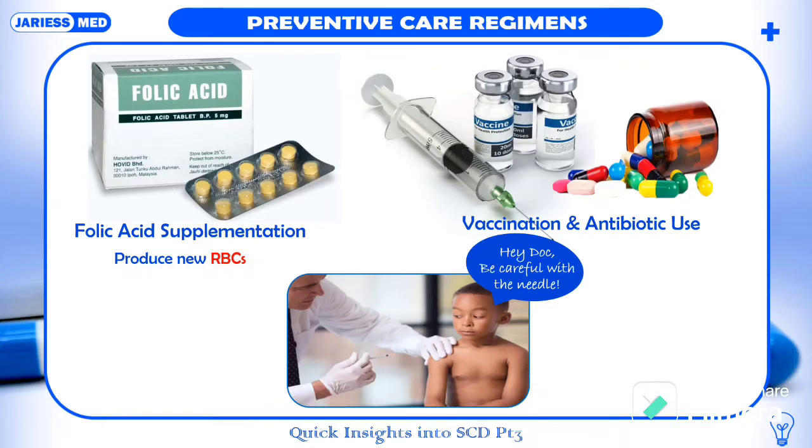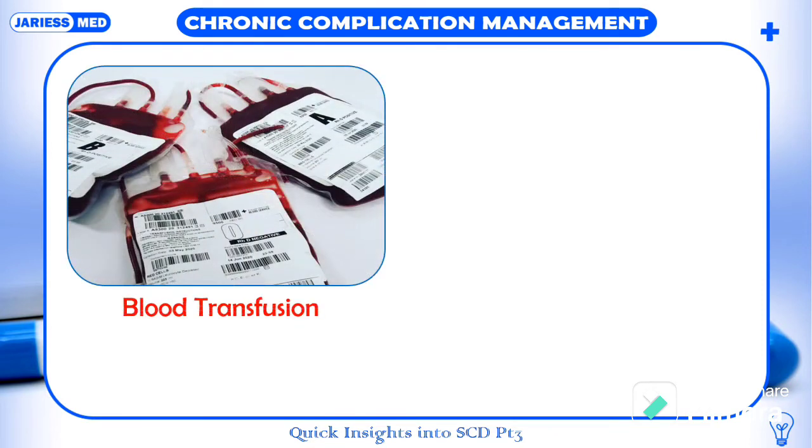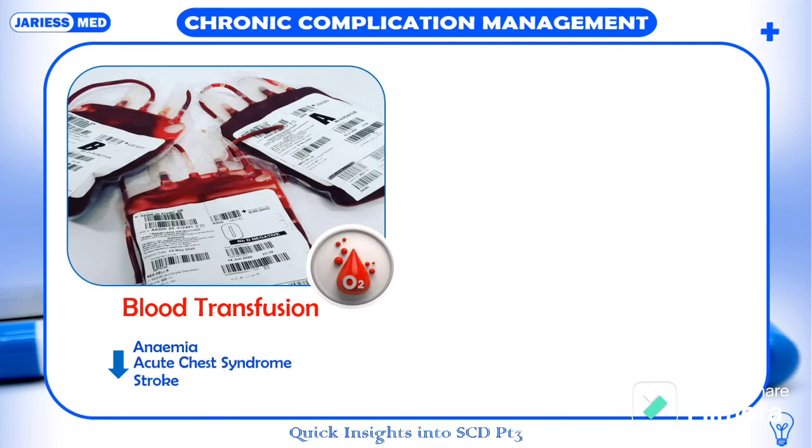Let's delve into managing chronic complications. Managing chronic complications in sickle cell requires targeted interventions like blood transfusions. Blood transfusions are crucial for managing severe anemia and reducing sickle cell crises. By replacing sickled red blood cells with healthy donor cells, transfusions improve oxygen delivery throughout the body. This reduces the risk of serious complications like acute chest syndrome and stroke. This makes transfusions life-saving for some sickle cell patients.